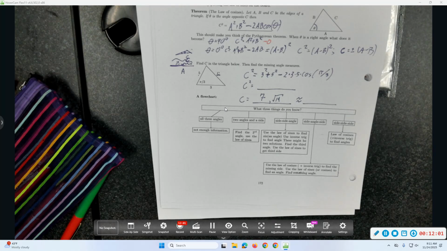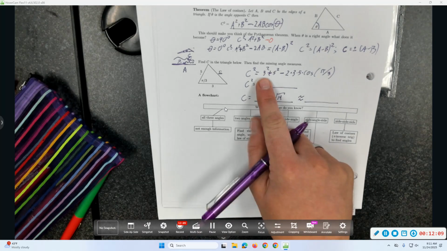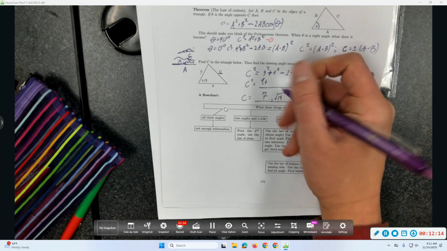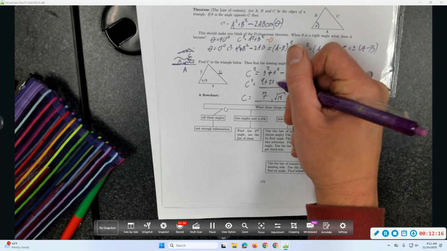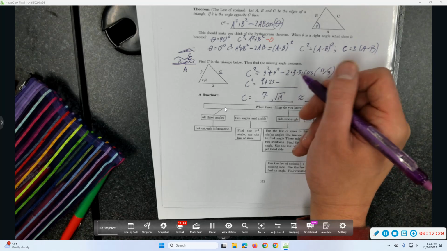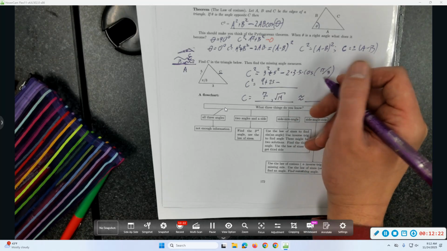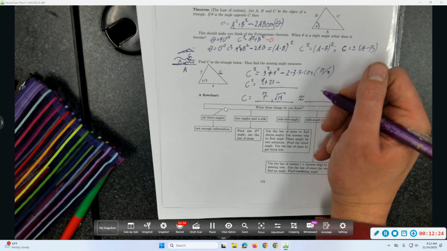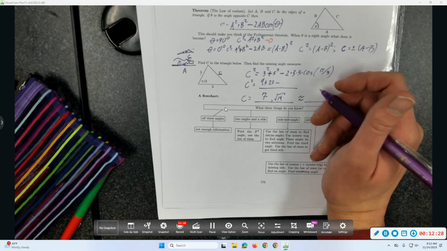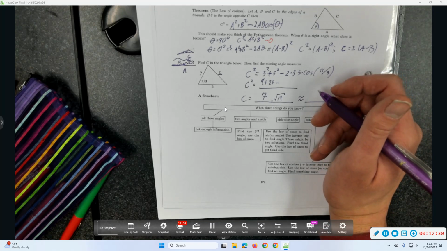Alright. So, let's go through and see what happened. Let's just compute left and right. 3 squared is 9. 5 squared is 25. Minus 2 times 3 times 5. Let's actually just walk out what cosine of pi over 3 is. What is cosine of pi over 3? One half, either by calculator or by unit circle.